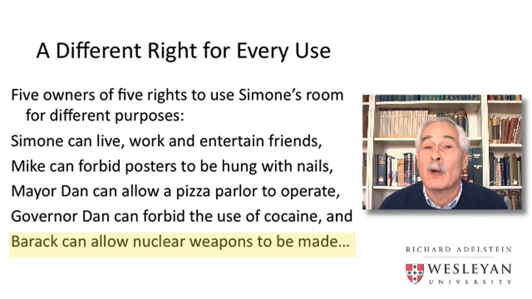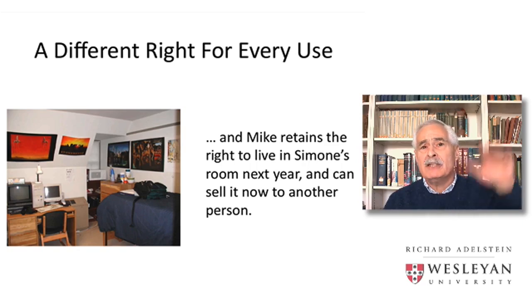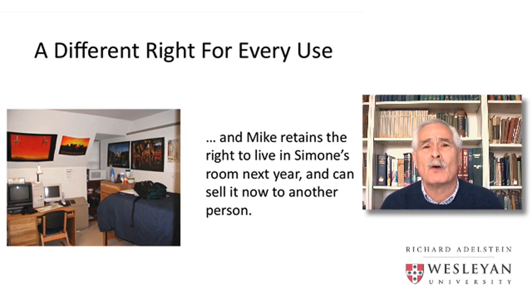And there's one other way in which property rights attach to Simone's room, and that is property rights distinguished in time. Each of the 5 property rights that I've already discussed are rights that exist right now. Simone has the right to live in her room right now. Mayor Dan has the right to prohibit the pizza parlor right now, etc.